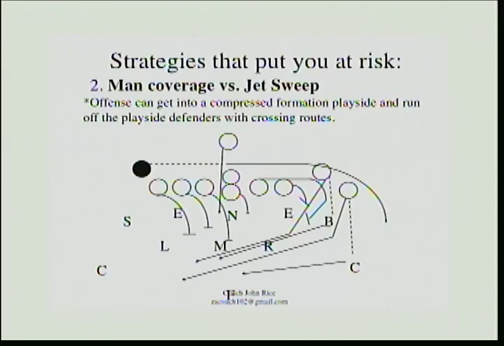Okay. Another strategy that puts you at risk. We're not going to be in man coverage if they run a jet series, or a jet sweep, which is a good play for them. Because if we get in any man coverage and they run a jet sweep from a compressed formation and we play man coverage and we take 2 steps down as displayed by the screen and they run jet sweep, we have no perimeter defenders. In other words, that's an assignment conflict.